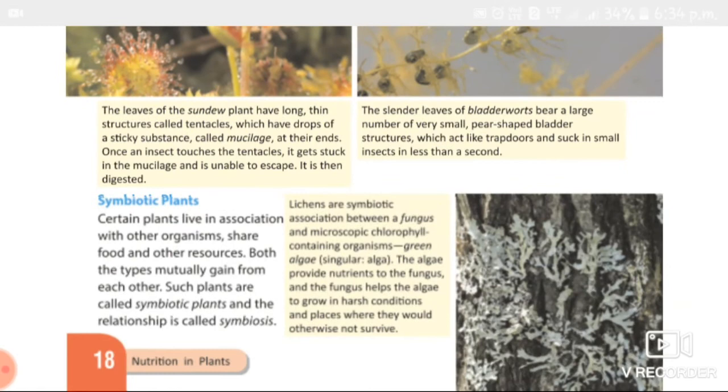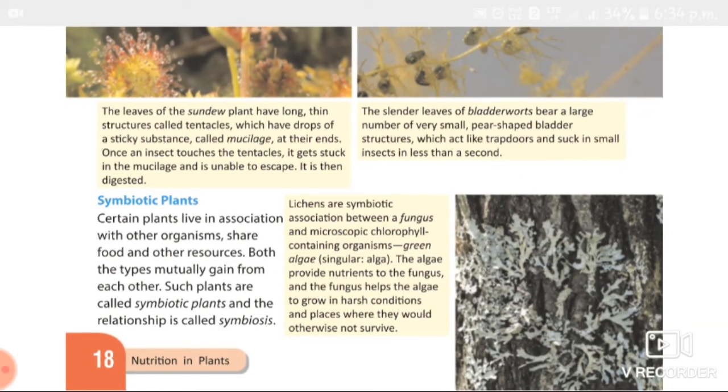Next we studied symbiotic plants. Symbiotic plants means these plants live in association. There are certain plants which live with other plants and share shelter and nutrients. Both the organisms gain from each other. This is called a symbiotic relationship. Here, one manufactures food, while the other plant absorbs water and minerals for it, and gives food and shelter in return.